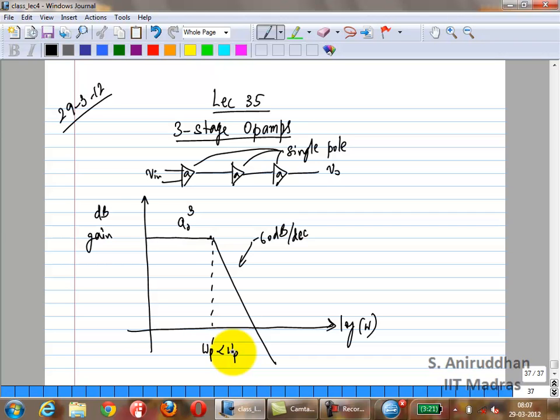Yes? Dominant pole. Okay. So what do you mean by dominant pole? What will you do? So I have 3 things. A1 over 1 plus S over omega P1, A2 over 1 plus S over omega P2, and A3 over 1 plus S over omega P3. How would you place the relative poles omega P1, P2, P3? Make one pole very less, make the other poles very large.